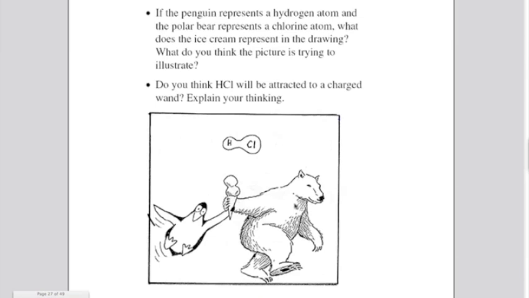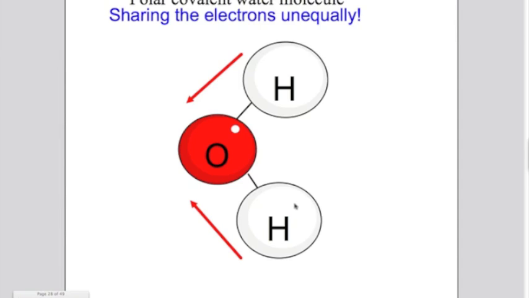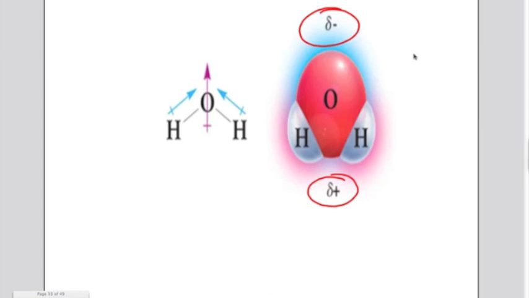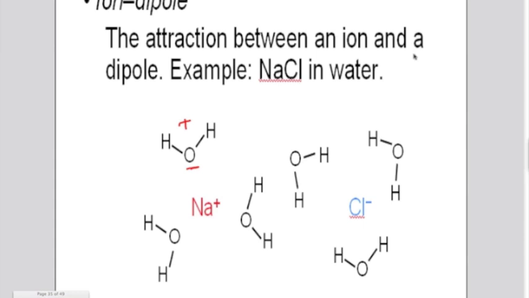As you recall, then, water is a polar molecule. The oxygen atom wants the electrons more. So part of the water molecule is partially charged positive, the other is partially charged negative. And when I have water molecules together, they attract each other, positive to negative. So water molecules are also attracted to charges because they're charged.